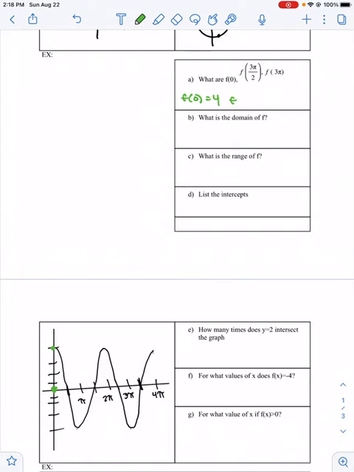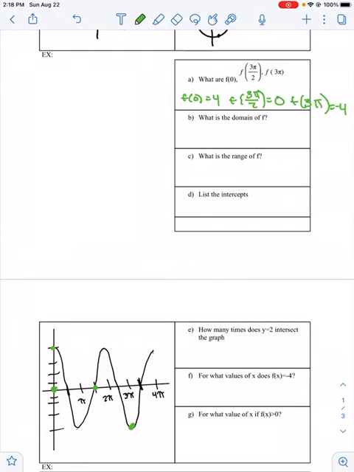Then we have f of 3 pi over 2, and at 3 pi over 2, which is here, that's 3 pi over 2, the y value is 0. And then lastly, f of 3 pi. So we're going to go to 3 pi, and it has a y value of -4.